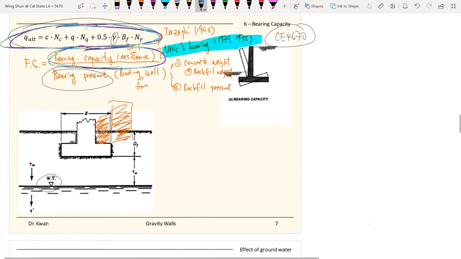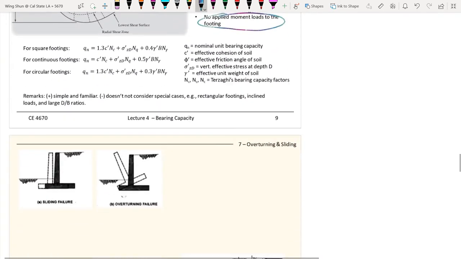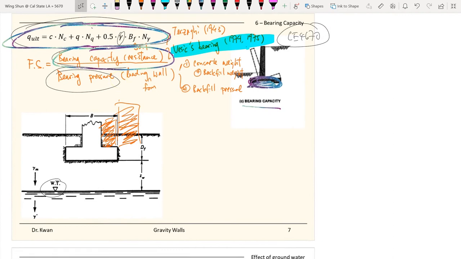So I highly recommend you review the Vesic bearing capacity calculations when you do your foundation design as part of the retaining wall designs. Because when we design for bearing capacity failure, the bottom part of the wall is like a shallow foundation. And per the FHWA, the Federal Highway Administration, bearing capacity design in a retaining wall requires a factor of safety of at least 3. So that's the requirement for bearing capacity.